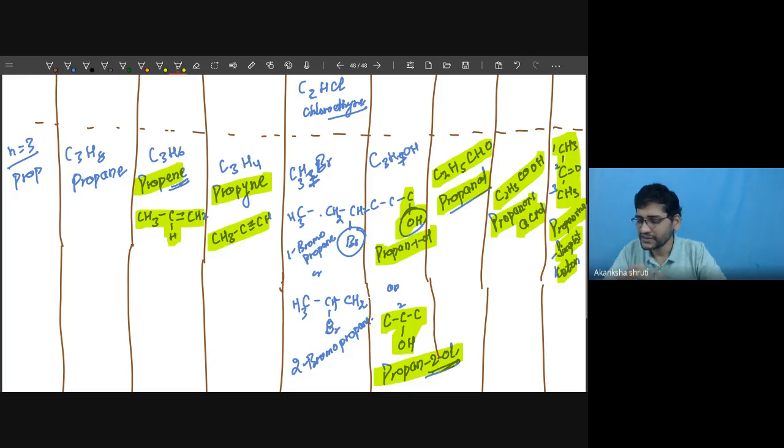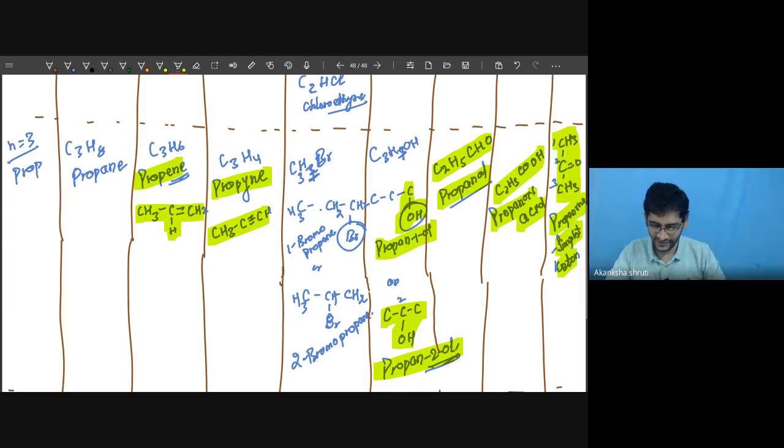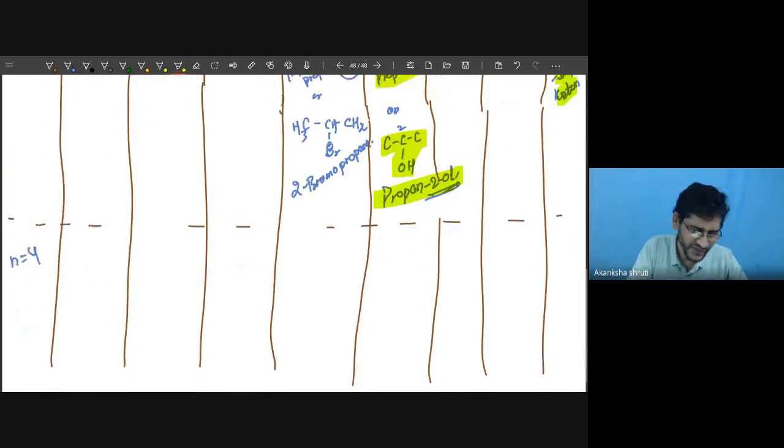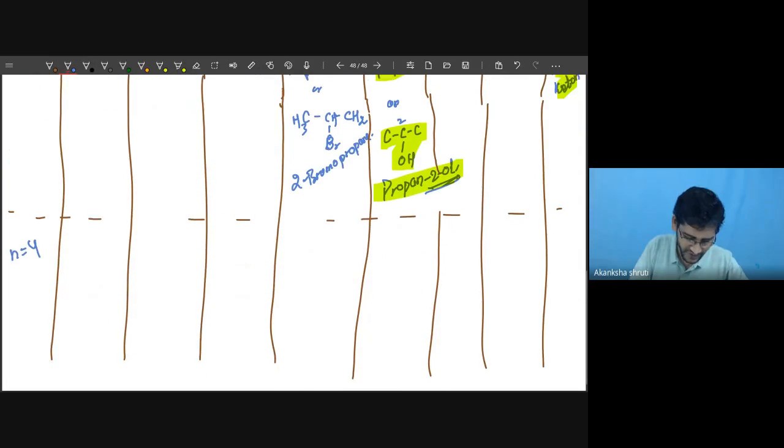Students, sometimes this ketone is also given a common name. I do not think that will be asked, but for the common name, the two alkyl groups are considered, then it is called methyl ketone. Okay, but those things are not required for you, so leave it. Do not get confused. So right, for n equals to 4, it is called but.